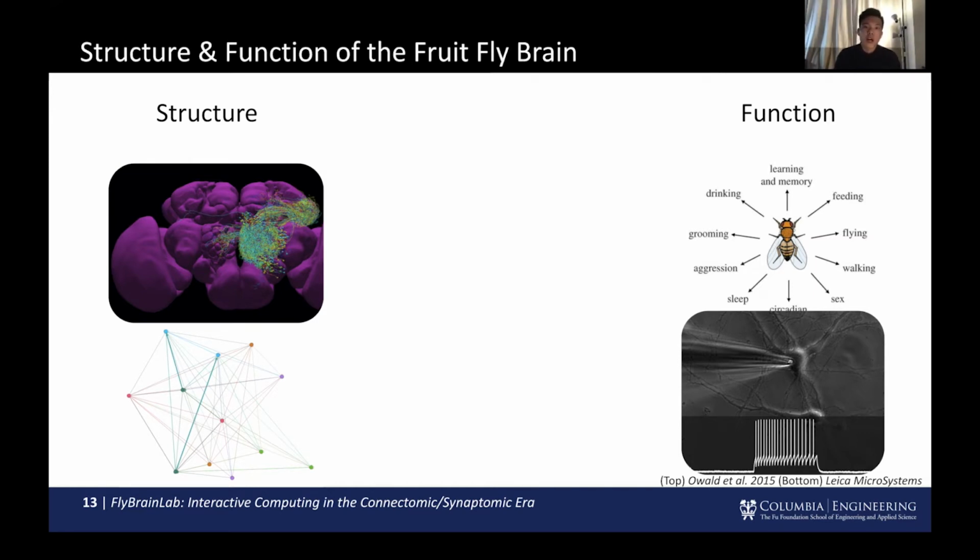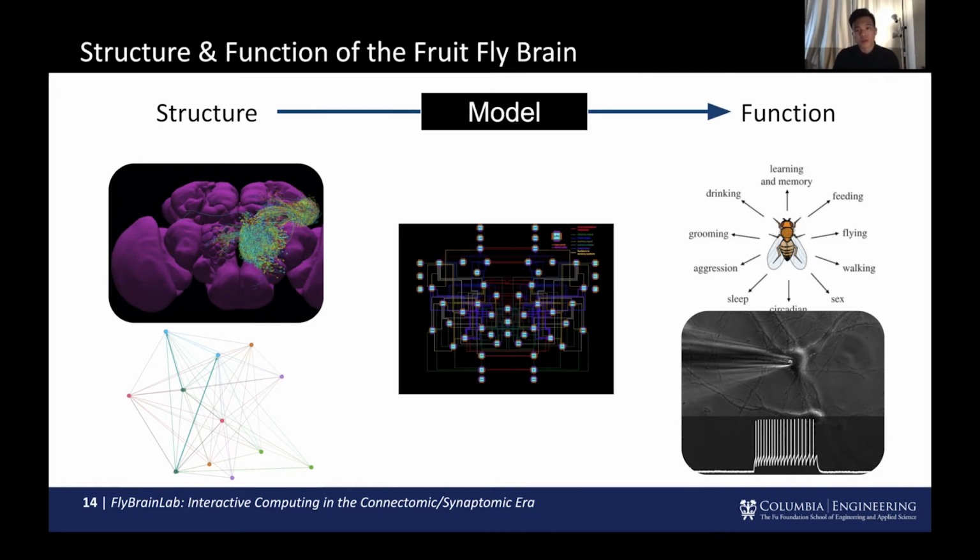What our job is as computational neuroscientists is really to connect structure to function through models. These computational models need to be topologically grounded and constrained by the actual underlying neural circuit on the structural side, but they are also required to reproduce some of the critical characteristics of the function of the fly brain.